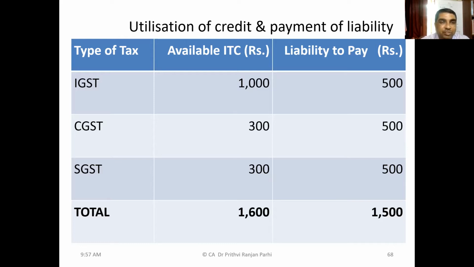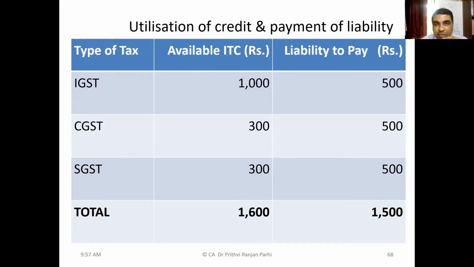So you see these three kinds of taxes are appearing in the first column: IGST, CGST, SGST. And what is the ITC available? Can you read it? ITC column. Can anyone read it out? IGST is how much? 1000, CGST 300, SGST 300. This is the ITC available. And what is the liability under IGST? 500, CGST 500, SGST 500.